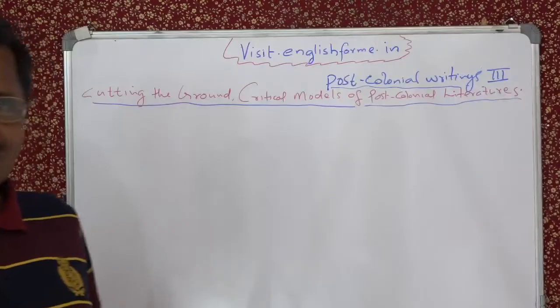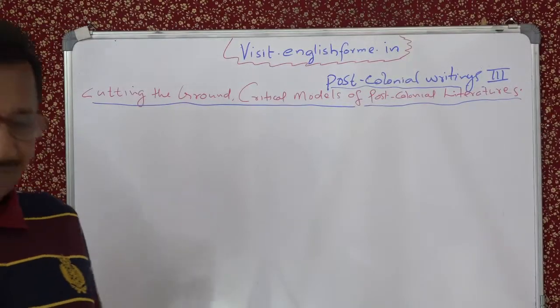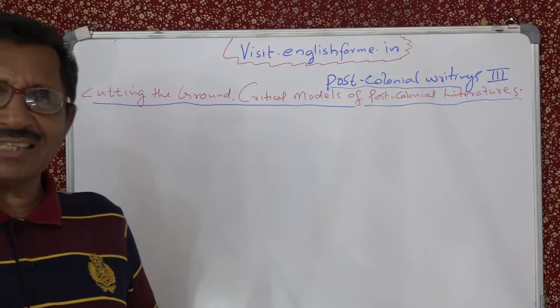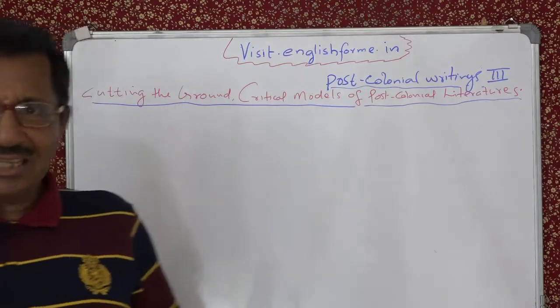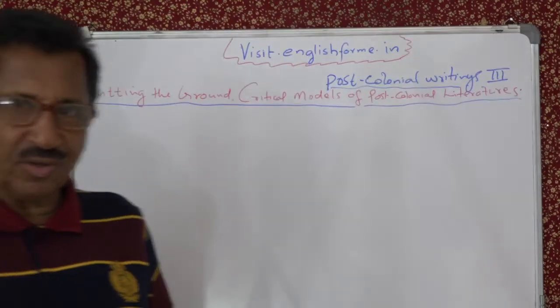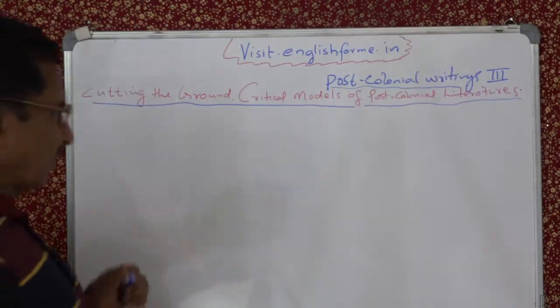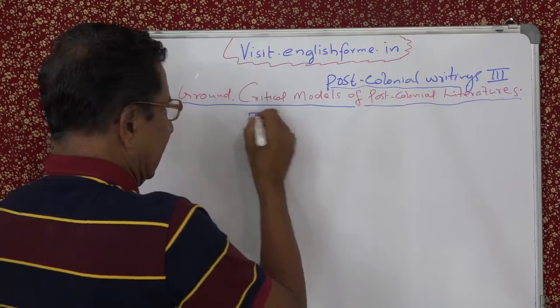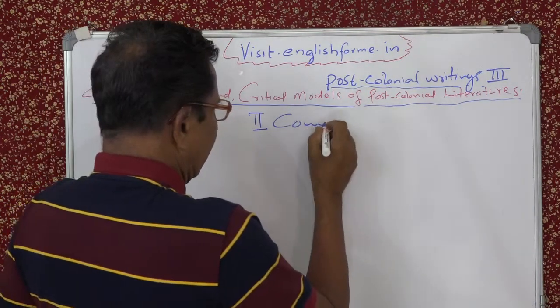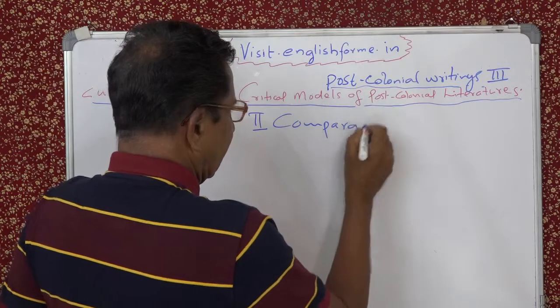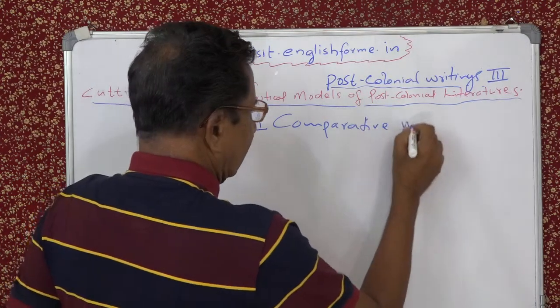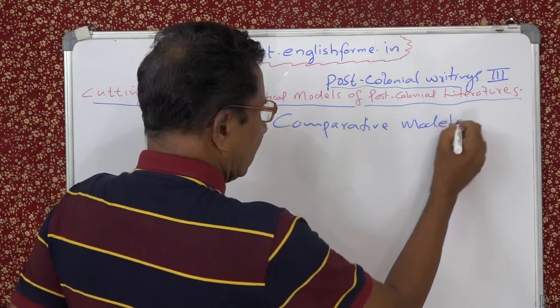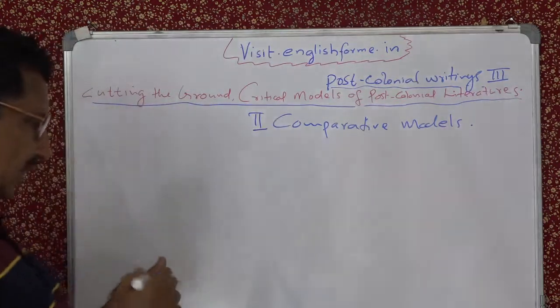The first one we have done in our second lecture. Now this is our third lecture, and in this lecture we are going to have a look at the comparative models. The second is comparative models. Is that clear? Comparative models of post-colonial writings or post-colonial literatures.